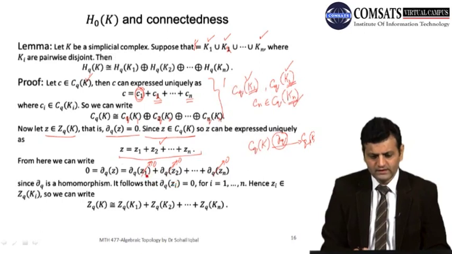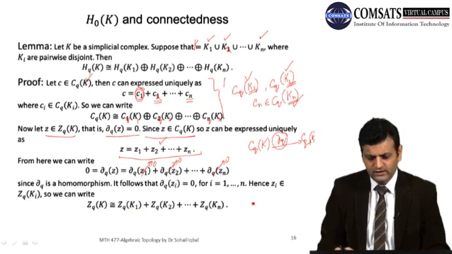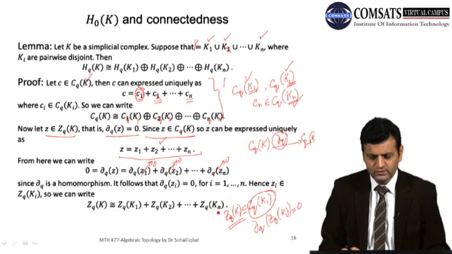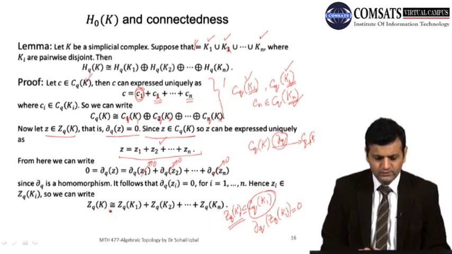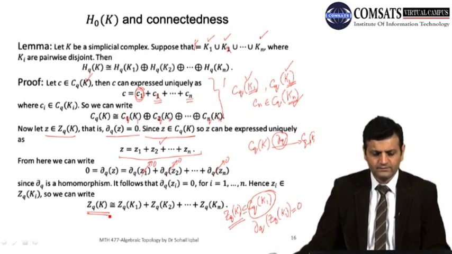So in other words, we can say that Z1 belongs to ZQ of K1, Z2 belongs to ZQ of K2, and Zn belongs to ZQ of Kn. So what is ZQ of K1? Basically, ZQ of K1 is contained in CQ of K1, and these are the elements which go to 0. So partial Q of ZQ of K1 is equal to 0. Okay, so this is contained in CQ of K1. Similarly, ZQ of Kn is contained in CQ of Kn. Okay, so we can decompose ZQ of K as well.